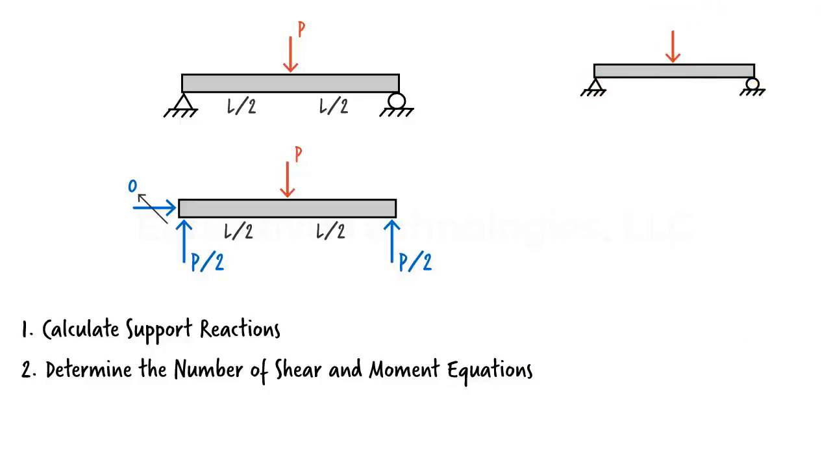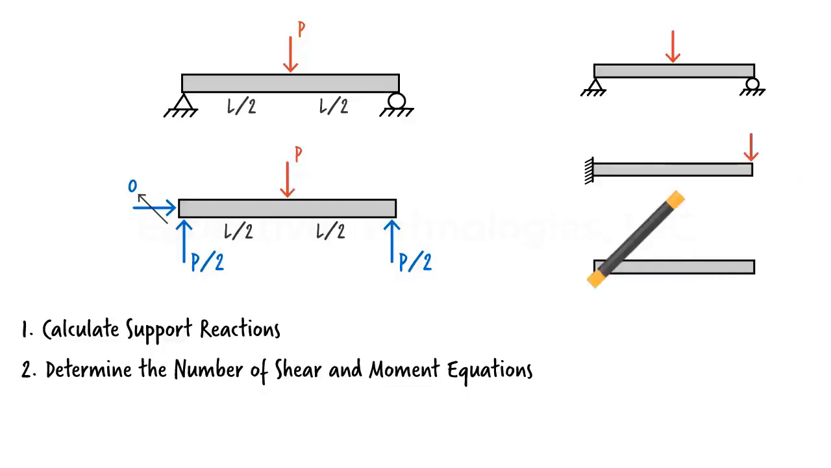How many pairs of shear and moment equations do we need for this beam? The load divides the beam into two segments. Therefore, we need two sets of equations. One set of equations for the left segment, another set of equations for the right segment. Here, the load does not divide the beam into multiple segments, as it is applied at the tip of the beam. Therefore, we only need one shear equation and one moment equation for the entire beam.